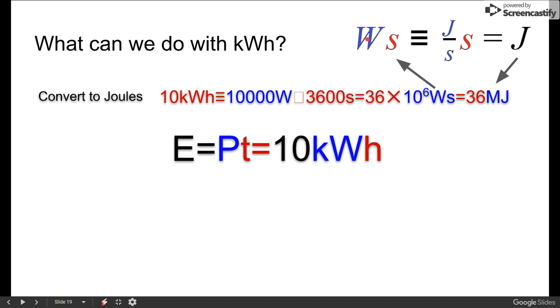A watt, by definition, is a joule per second. So a joule per second times seconds is just joules. So if you notice you've got units of watt seconds, just write out what a watt really is, and you realize it's a joule. So we got 36 million joules.